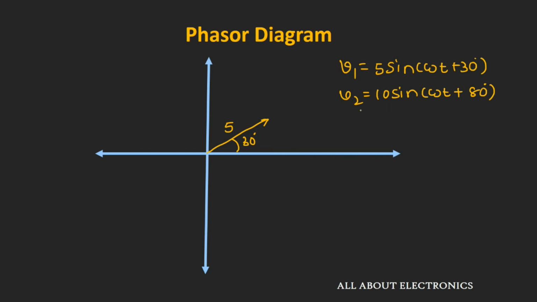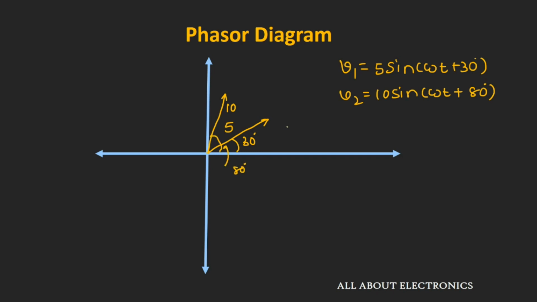Now if you see the second signal, that is 10 sine omega t plus 80 degree. Here the peak amplitude of this signal is 10. So we will draw a vector which has a magnitude of 10, and it will make an angle of 80 degree with the horizontal axis.